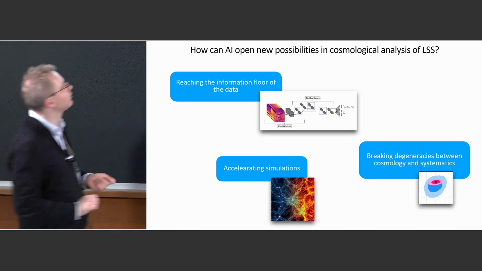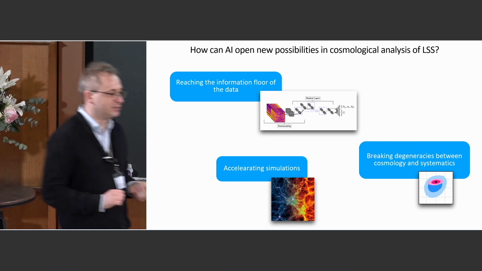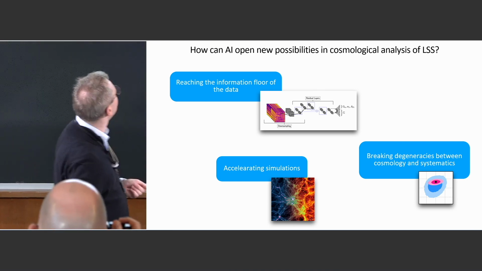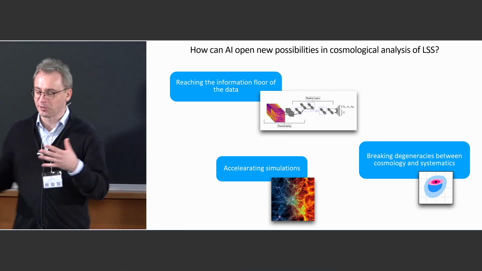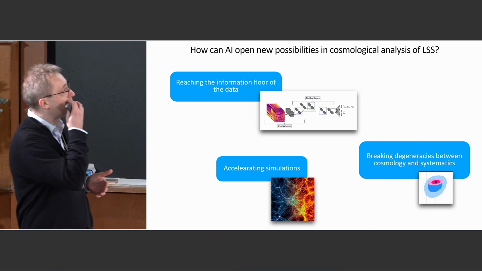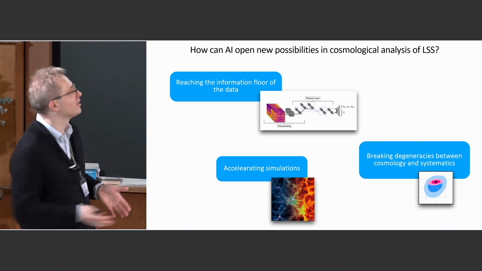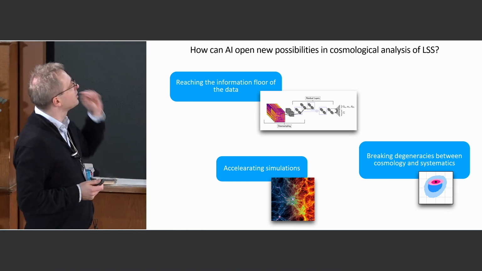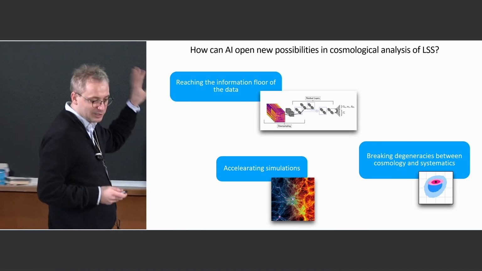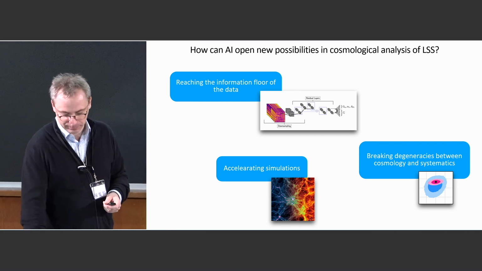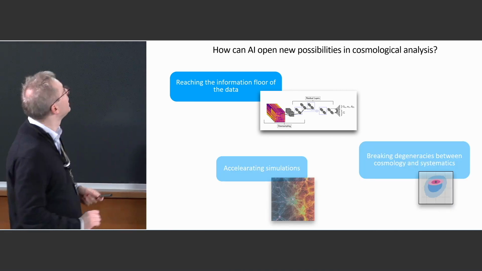I will broadly talk about three things: how to reach the information flow of the data, then how to break the degeneracies between cosmology and other astrophysical effects or systematics. Some call it systematics, some call it physics, depending on where you are. And I'll also talk about accelerating simulations, but in this section I'll also broadly talk about simulations in general. All right, so let's start with the first one.